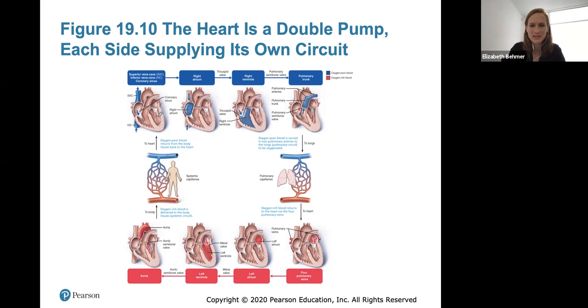So feel free to pause the lecture video and make sure you know this pathway, going from the right atrium to the right ventricle to the lungs, back to the left atrium to the left ventricle, and then to systemic circulation.